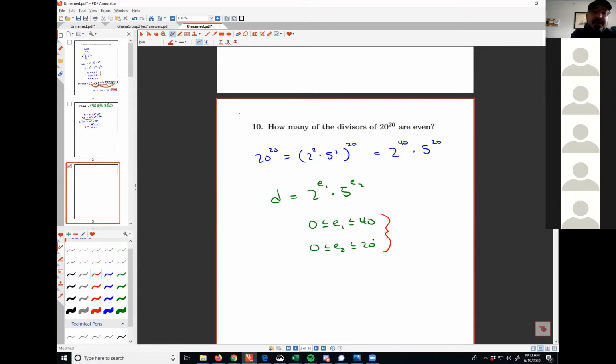The exponents don't have to be even. Yeah, it's just that 2 can only have a power of 0. Can you say that again for me? It's not that 2 can only have a power of 0. Oh, sorry.